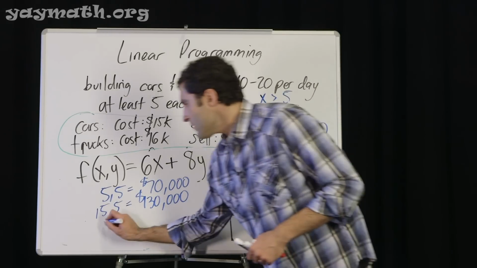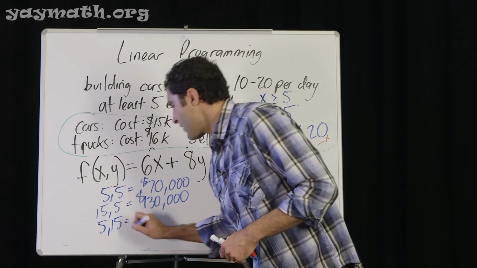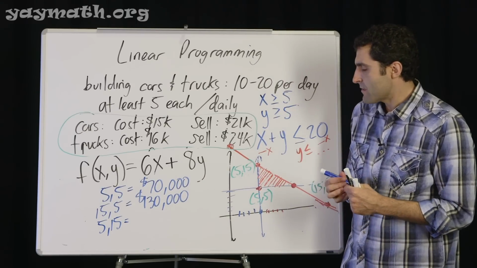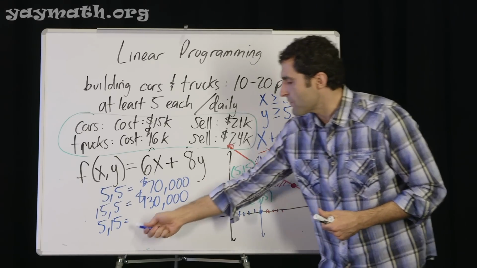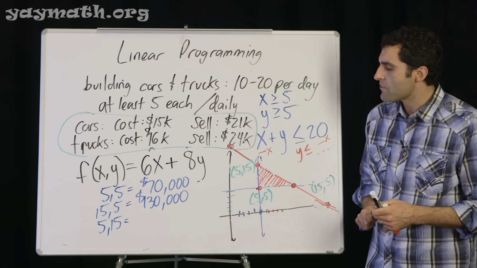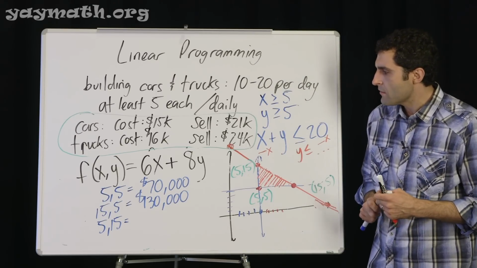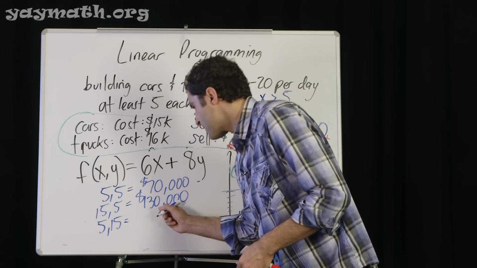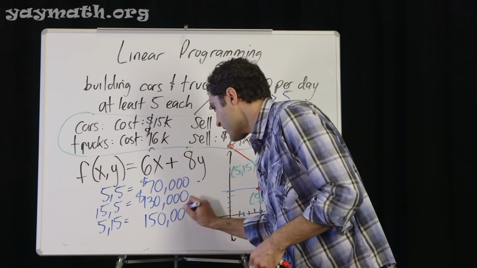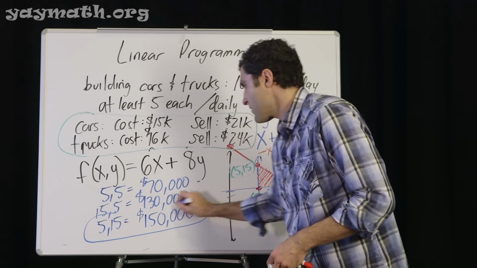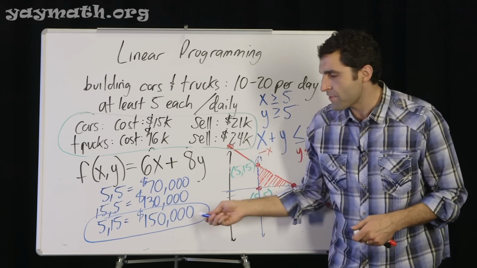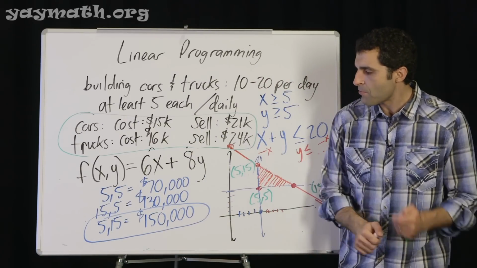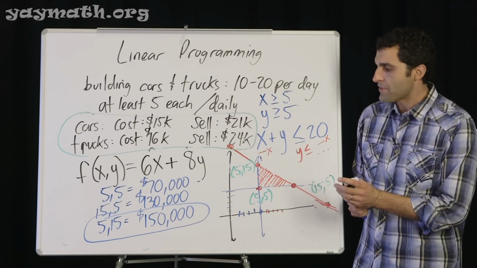Now let's try the 5, 15, 5 cars, 15 trucks. Here we go. 6 times 5 is 30, plus 8 times 15. 8 times 15 is the same as 30 times 4, which is 120. So then we have 30 plus 120 is 150. And looking right at us, there's our maximum profit. If this factory decided to churn out 5 cars and 15 trucks, they would be making a maximum profit of $150,000 from that particular plan.